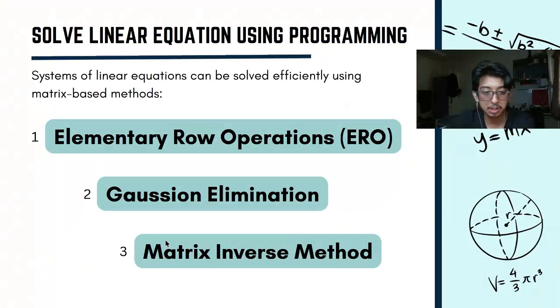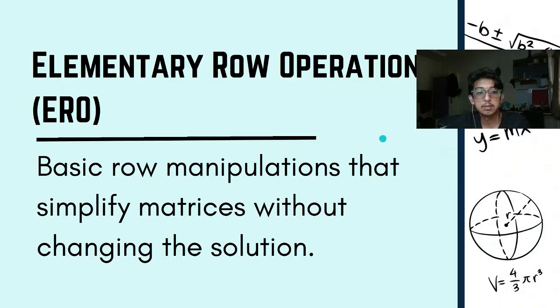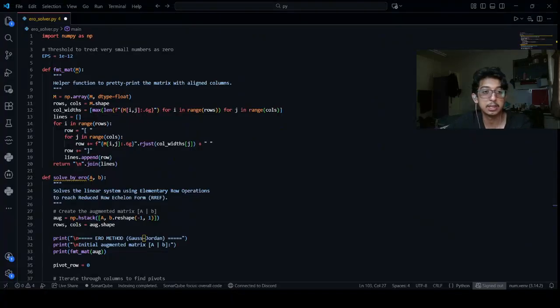Assalamualaikum warahmatullahi wabarakatuh. Today I will explain solving linear equations using a programming language. My part is to explain ERO, which means elementary row operation. What is elementary row operation? It's basically a basic row manipulation that simplifies a matrix without changing the solution. Let's take a look at an example of the code here. As you can see, this is coded using the Python programming language.